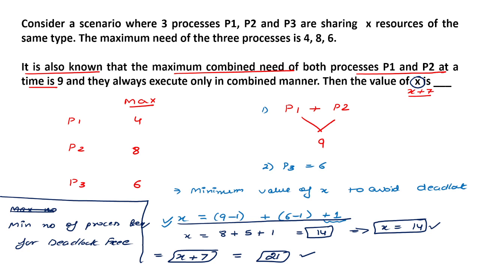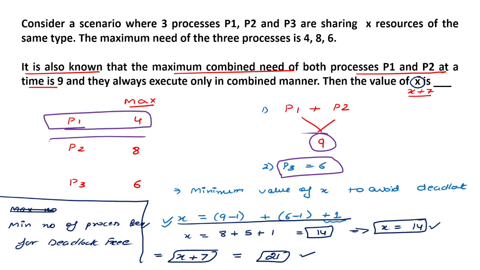Now the biggest confusion in students' minds is that we have used the value of P3, and we have used the value of P1 plus P2. So what about the value of P1 separately and the value of P2 separately? Remember one point in this question, see carefully. In this question, they asked for the maximum combined need of P1 and P2, which is 9. This is what we have written.